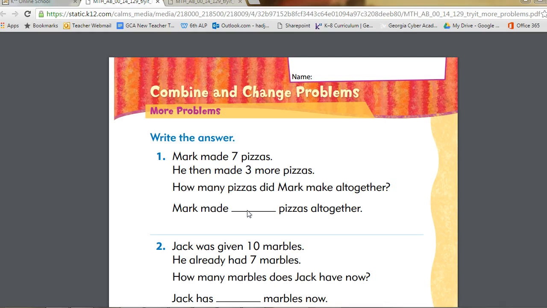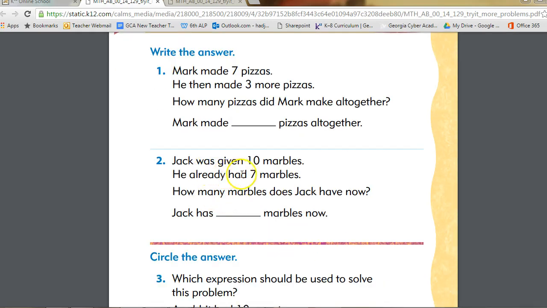Let's work through one more together, boys and girls. Jack was given 10 marbles. He already had 7 marbles. How many marbles does Jack have now? And ask yourself, did he get more or did some go away? If you said he got more, you are correct, and that makes this one an adding problem. So we need to add 10 plus 7. Draw a picture if you need to, and then you will know how many marbles that Jack has now.